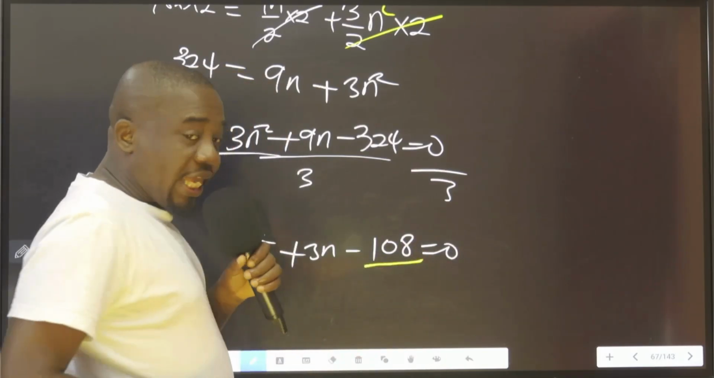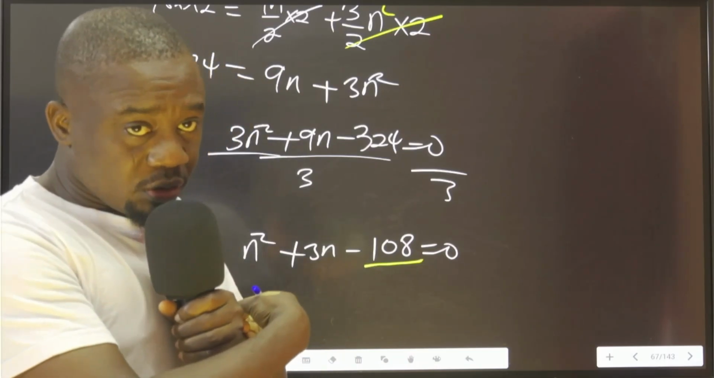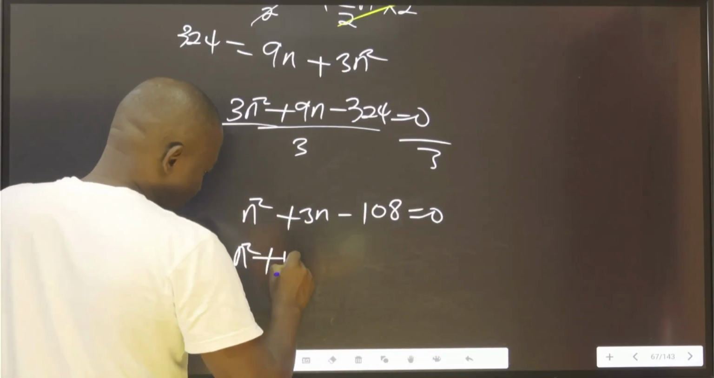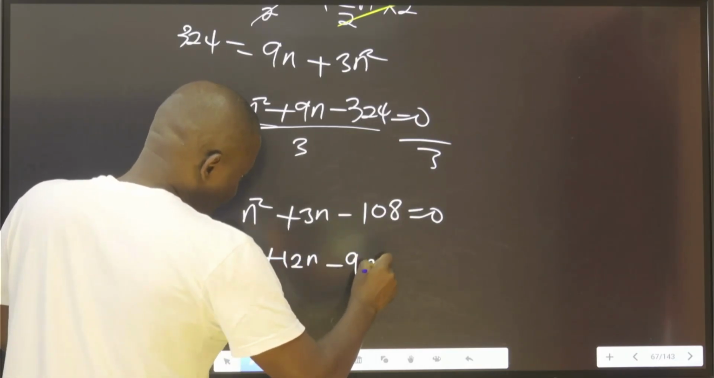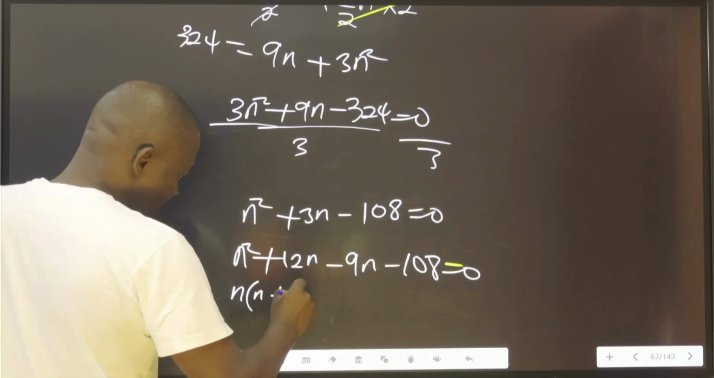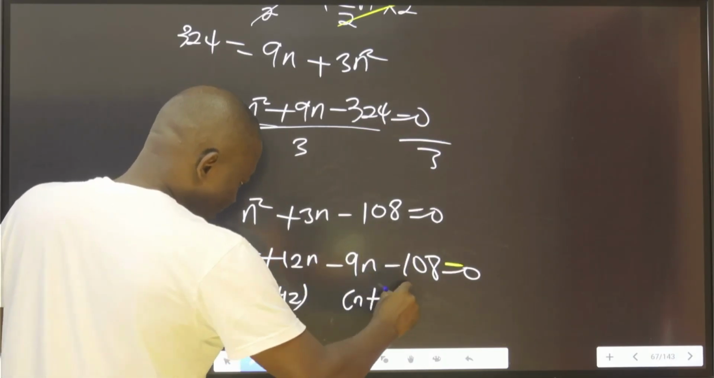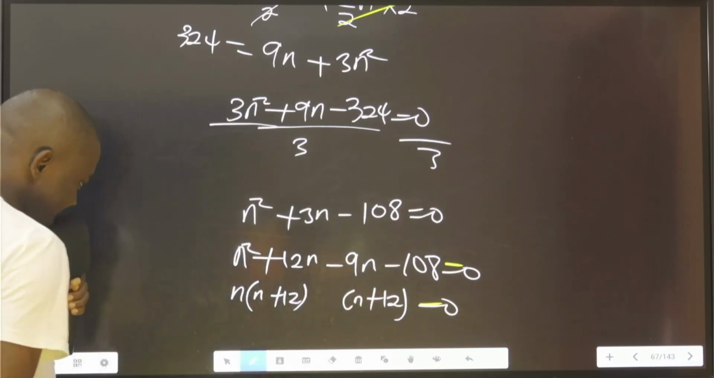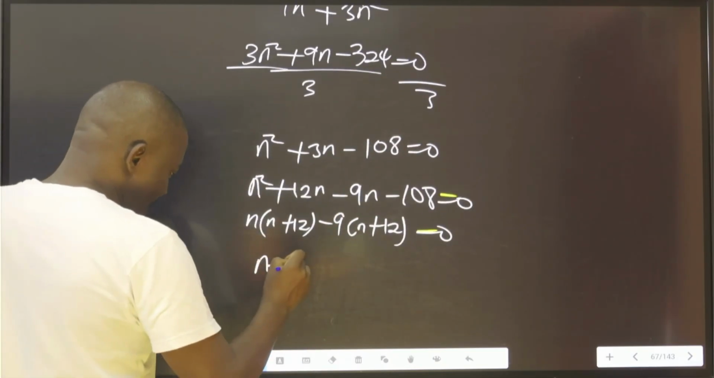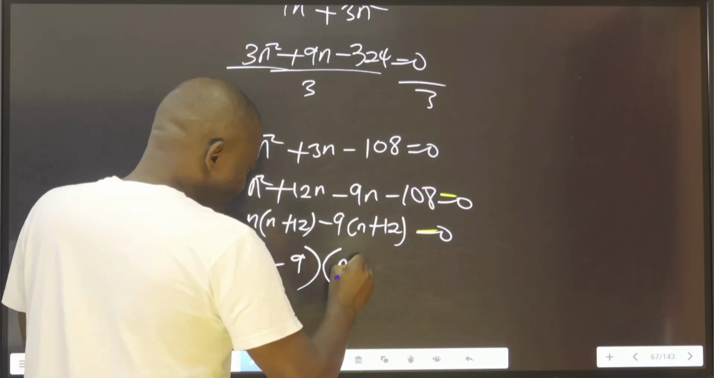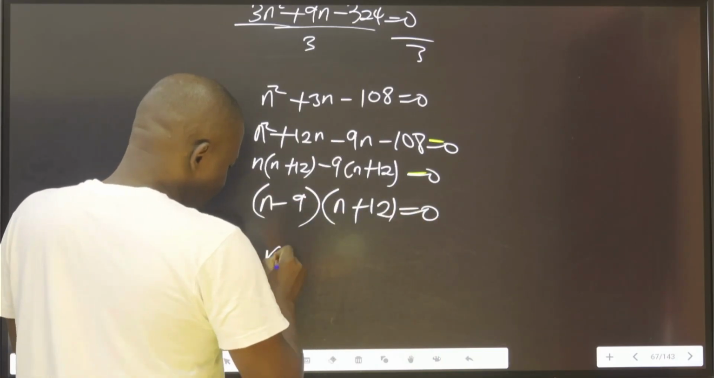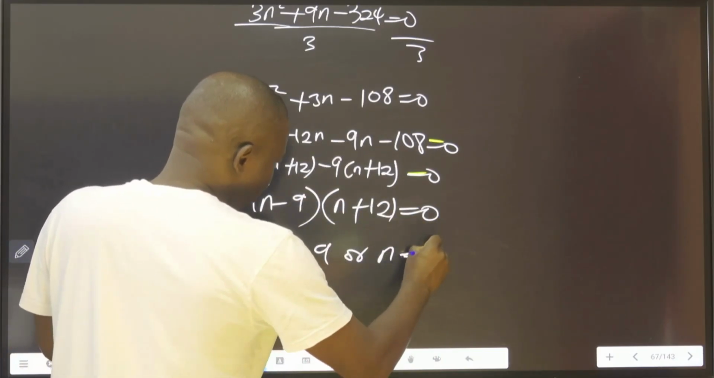If you want to solve this quadratic equation, you can use 12 and 9. So you can see in this place 12 and 9. Here, n, then to have this now, you agree with me, you're going to put minus 9 here, which is n minus 9, n plus 12 equals 0. You agree with me, this is n equals 9 or n equals minus 12.